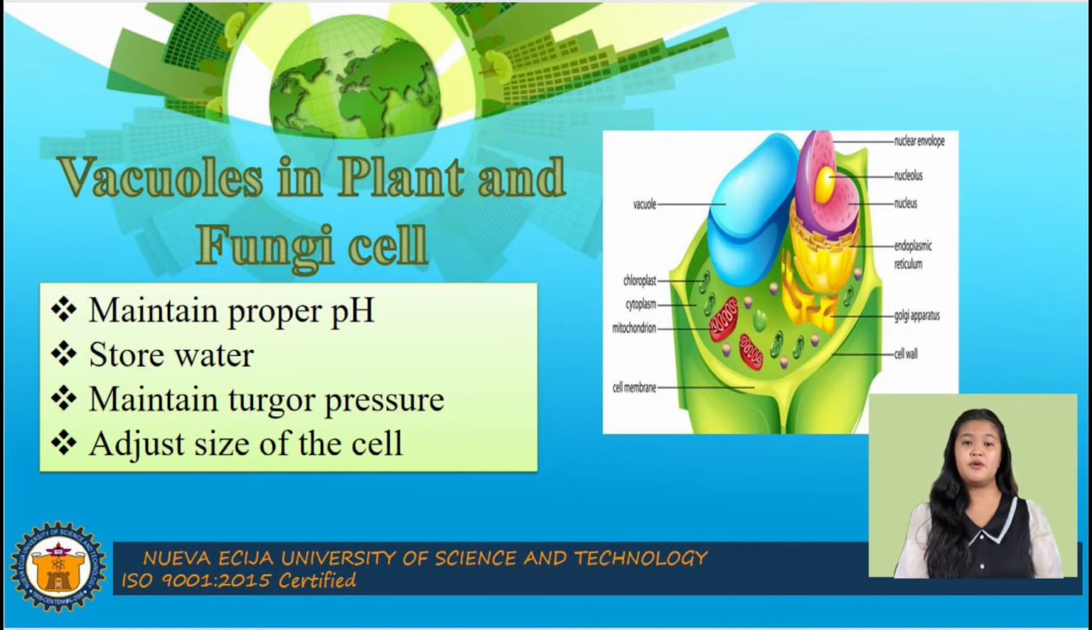Vacuoles in plant and fungal cells perform similar functions in some ways. Though it mainly acts as a water reservoir, it also stores some small molecules such as polyphosphate, amino acids, several ions, and other small molecules. Also, as these cells do not retain lysosomes, vacuoles help them to break down materials. Their functions are to maintain proper pH, store water, maintain turgor pressure, and adjust the size of the cell.